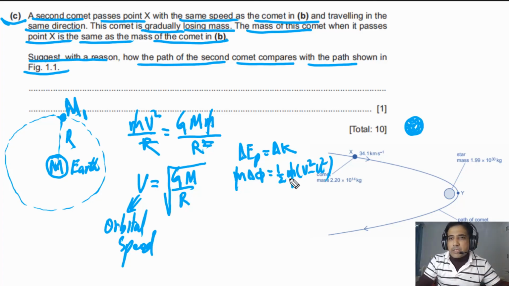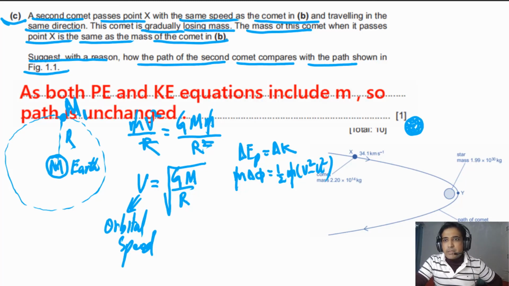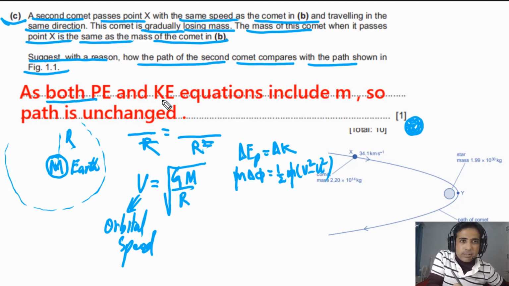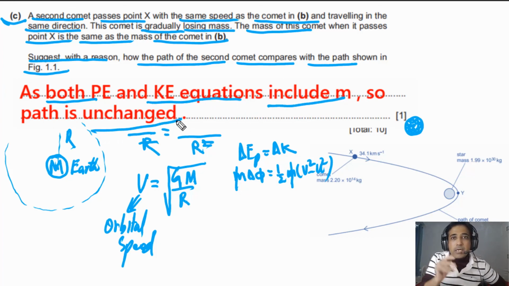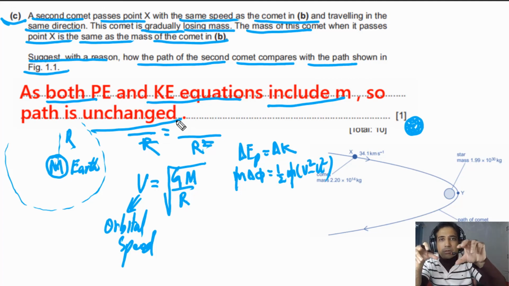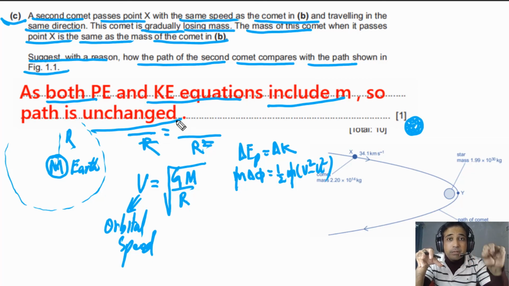And for the sake of the answer to this question, this is how you can write down your answer. Let me clean this so you can see what I have written. Simply you can say, as both potential energy and kinetic energy equations include m, the path is unchanged. The main concept is you need to visualize that it is made of small pieces, and it is losing some of the pieces, and the orbital speed of any mass is independent of the mass of the piece itself. So that's the reason it will follow the same orbit.